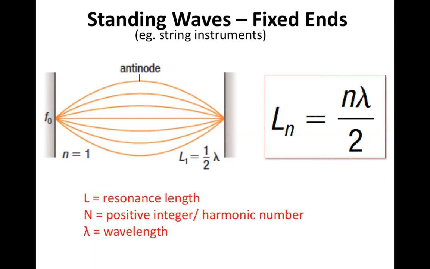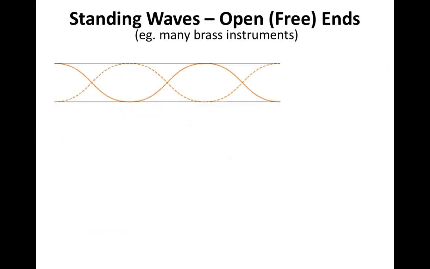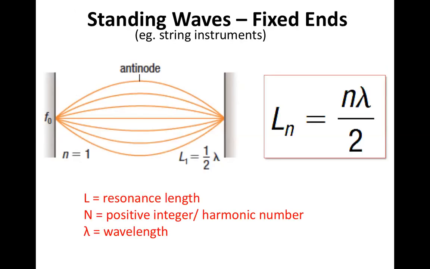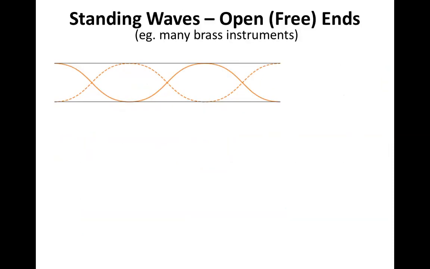Okay, so we've got resonating length. N is the harmonic number. Wavelength is lambda. It has to be in SI units. Actually, it doesn't have to be in SI units, but all the units have to match. And I think the easiest thing is to always report in meters.